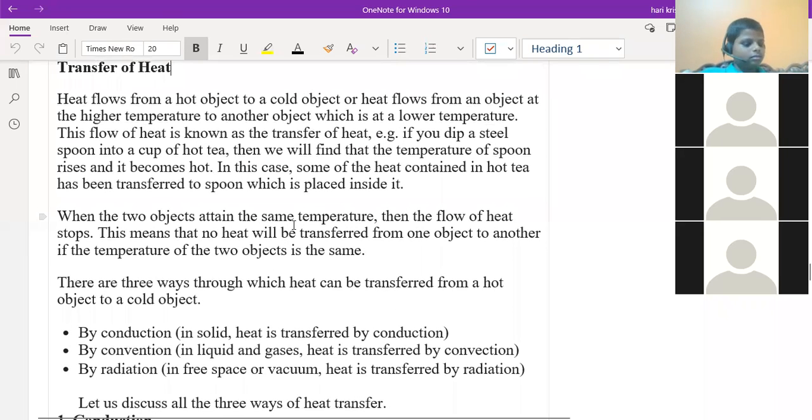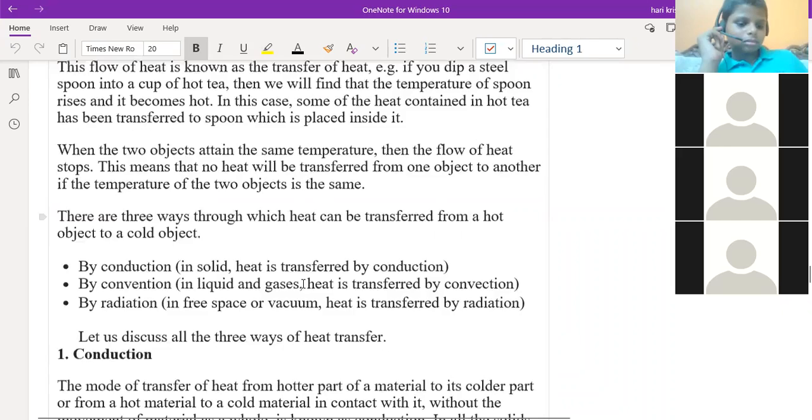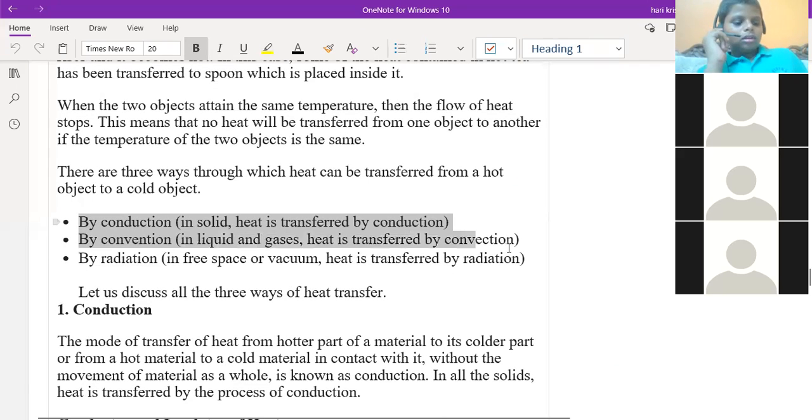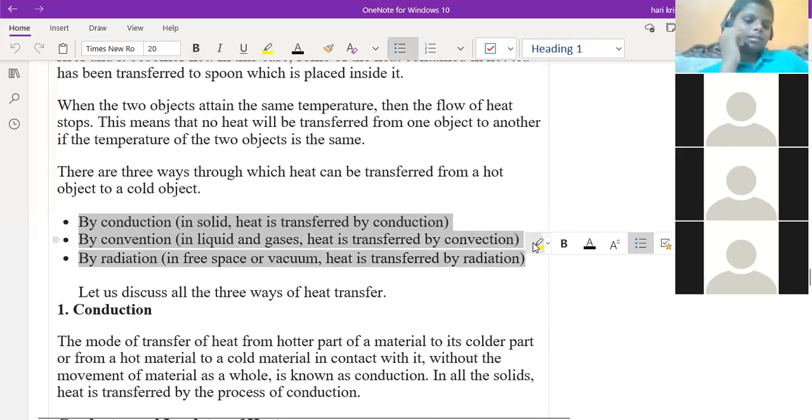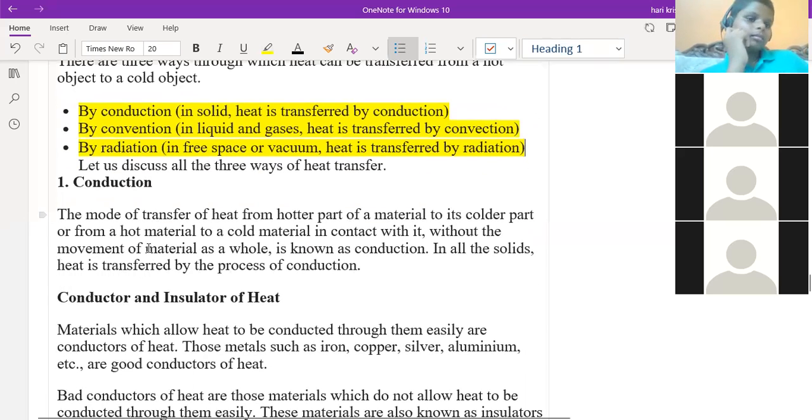Based upon this transfer of heat only, the sun transfers heat energy, the source of heat energy, to the earth. There are different ways, and it's very important: conduction, convection, and radiation. So there are three different methods of heat transfer. Yes. So what is conduction first?